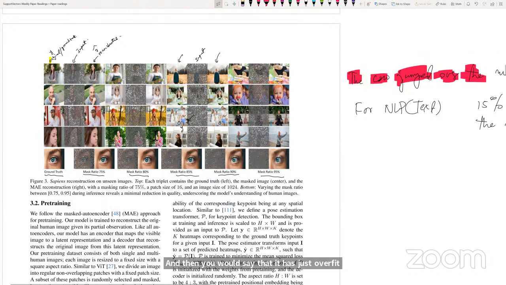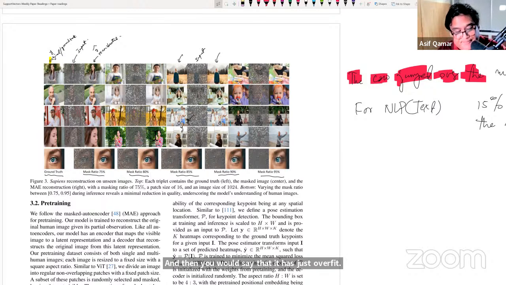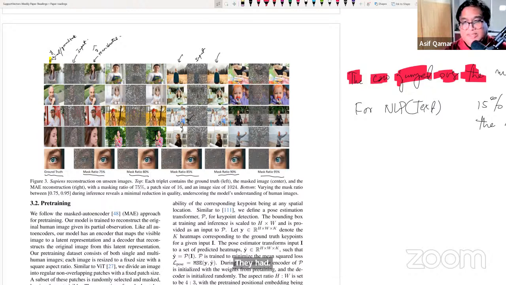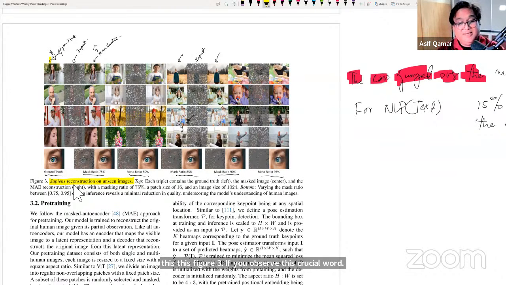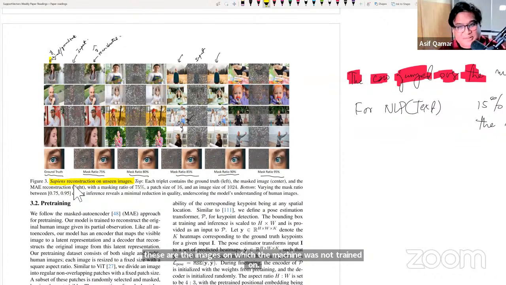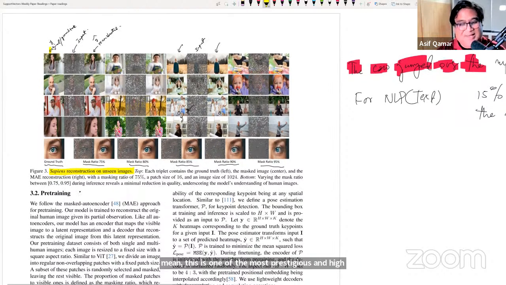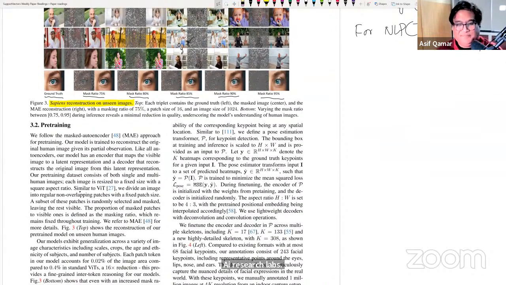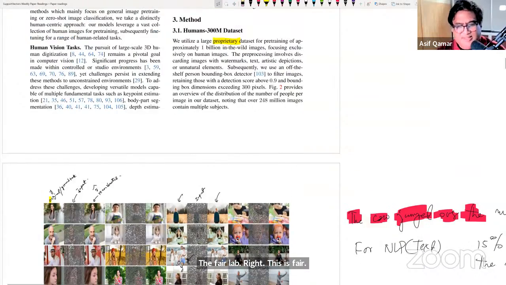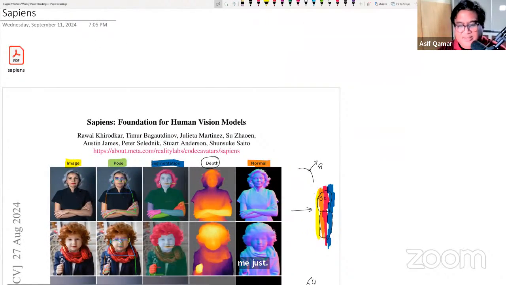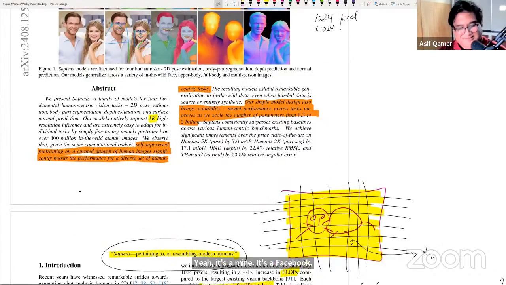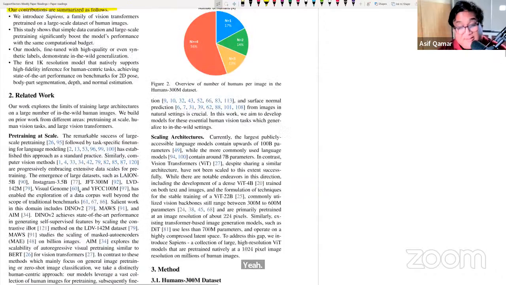Are they showing any examples of that? They have, literally this figure 3, if you observe this crucial word: reconstruction on unseen images. So these are images on which the machine was not trained. Oh boy, I don't believe it. Yes, it is most impressive, and you better believe it. This is one of the most prestigious and high-powered AI research labs, the FAIR lab. I'm pretty sure this is a FAIR paper. Let me just see. Yes, it's Facebook. Yeah, it comes from the FAIR labs.